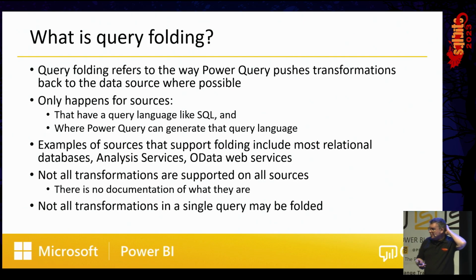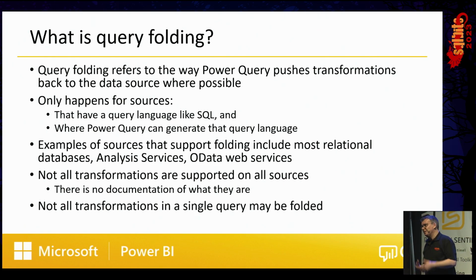A really common question is, well, what things can be pushed back with query folding? What transformations are possible for my particular source, for my particular query? The answer is, it's almost impossible to know. There's no documentation, and that's not because we're lazy at Microsoft, it's because it depends so much on so many different things. So, rather than try and look for some documentation, what you need to do is test your own queries and see what happens. And that's what I'm going to show you.